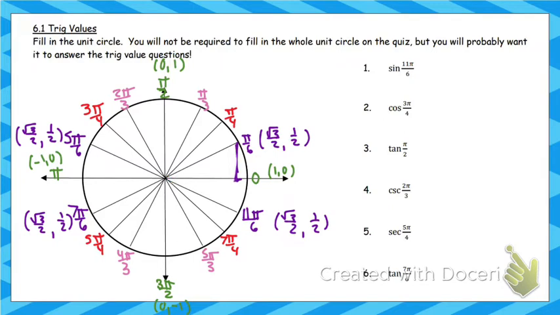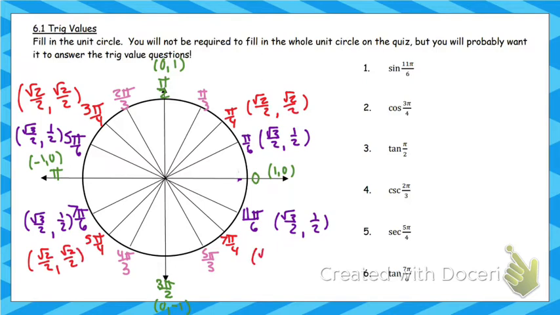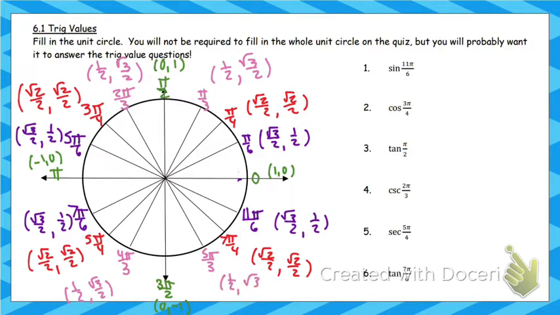Okay. The pi over 4s are all root 2 over 2 for both sine and cosine. All right. And then the pi over 3s are the same as the pi over 6s, but they're flipped. So 1/2, root 3 over 2. And those are your values.